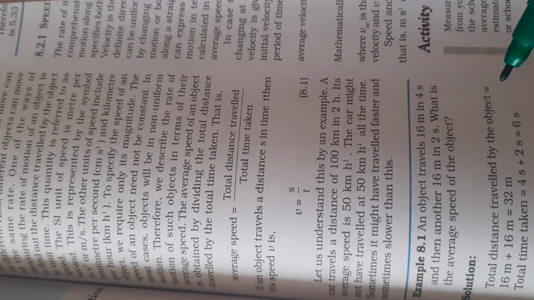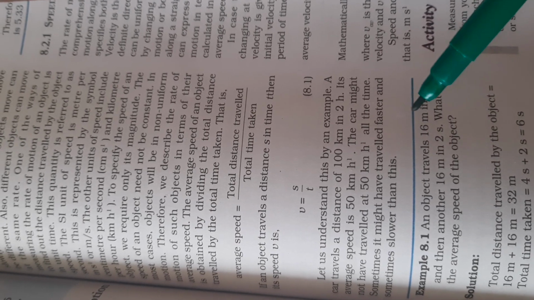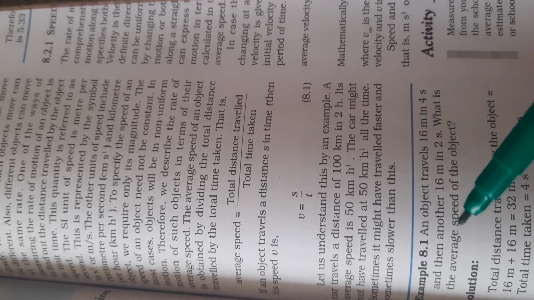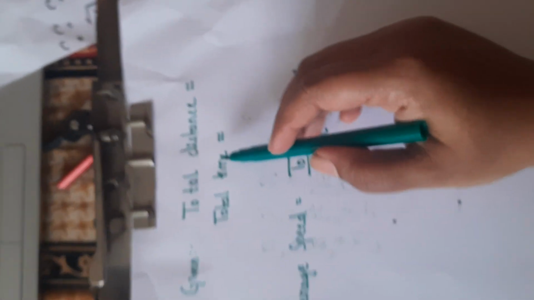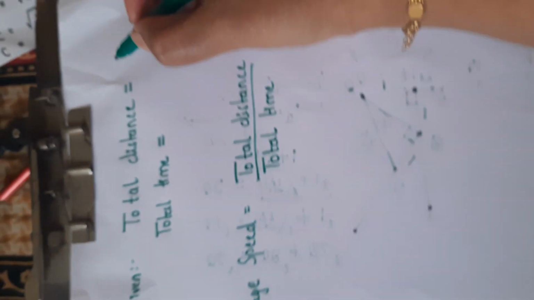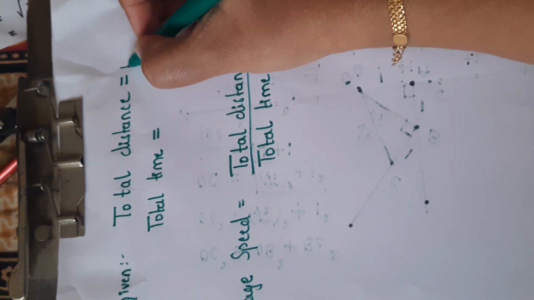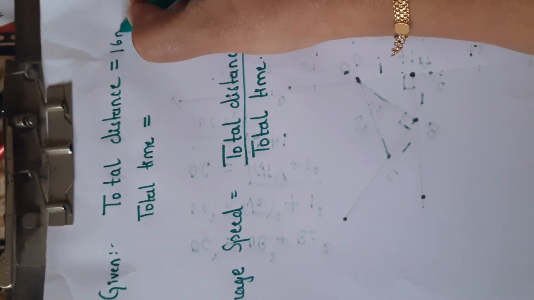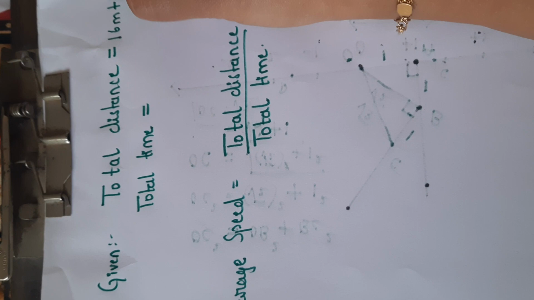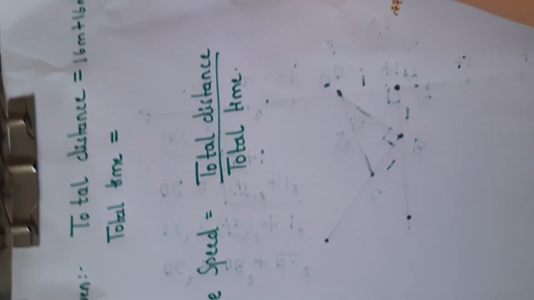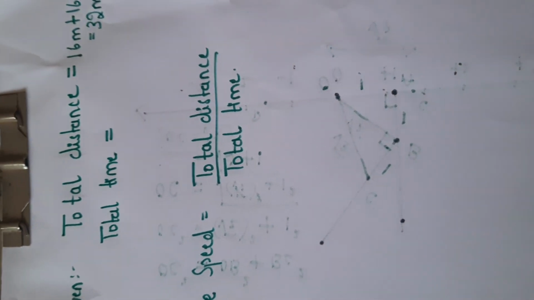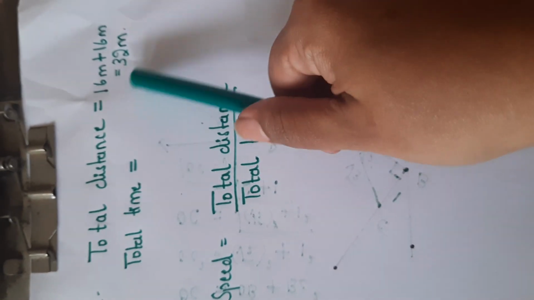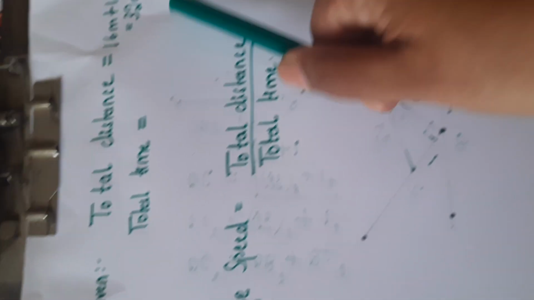In the first part, the object travels a distance of 16 meter. Again another 16 meter means in the given data total distance is 16 meter plus 16 meter. 16 plus 16 is totally 32 meter. So total distance covered by the body is 32 meter.